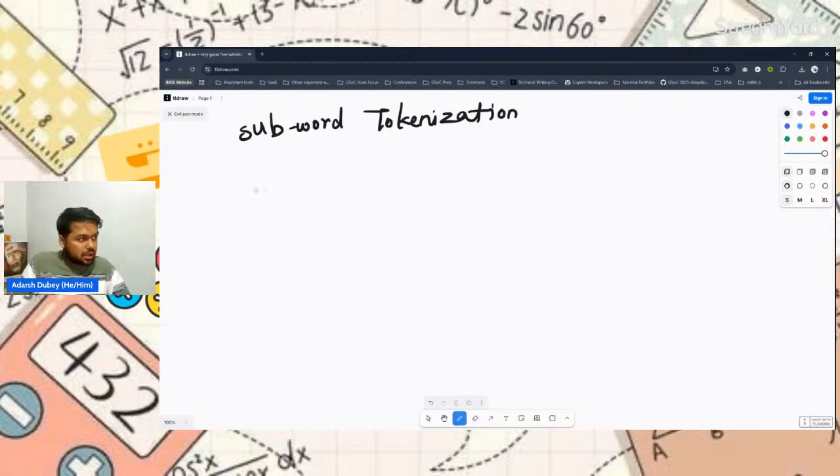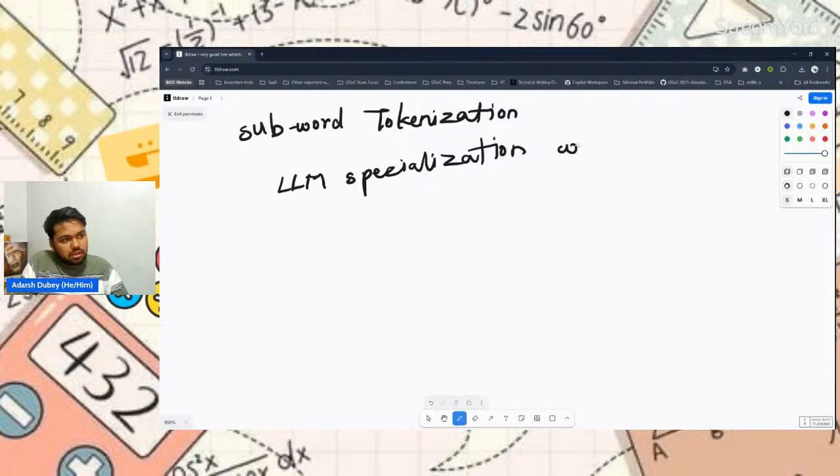So I can say something like, okay, LLM specialization with Adarsh. Suppose this is a sentence and I need to tokenize it. What I'll do is I'll do word tokenization, right? So this will be 1. And suppose my vocabulary doesn't include the word specialization. If that was the case in our first tokenization method, we would have to ignore specialization, right?